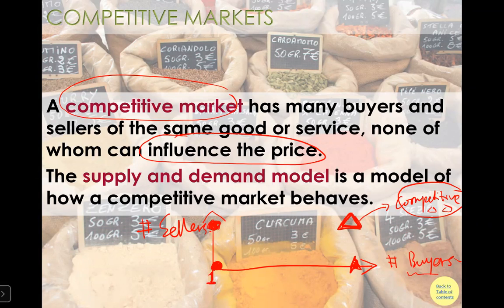First, look here. We have 1 or a few sellers, but we have many buyers. Right? What is the example? In our daily life, think about the utility company. And typically in a city, we have 1 utility company.